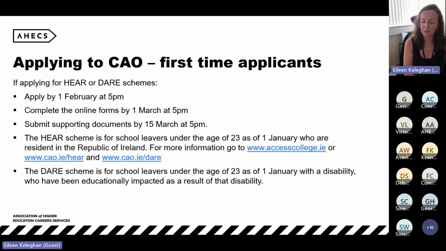So the HERE scheme is for school leavers under the age of 23 as of the 1st of January who are resident in the Republic of Ireland. And the DARE scheme is for school leavers under the age of 23 as of the 1st of January with a disability who have been educationally impacted as a result of that disability. So you'll find more information on both of those schemes at accesscollege.ie or also on cao.ie/HERE or cao.ie/DARE.